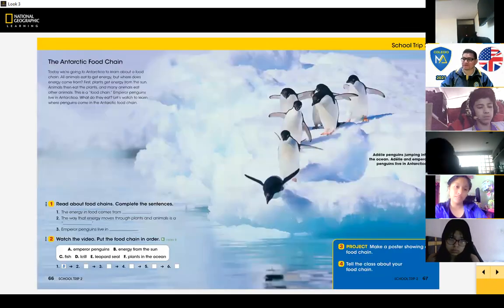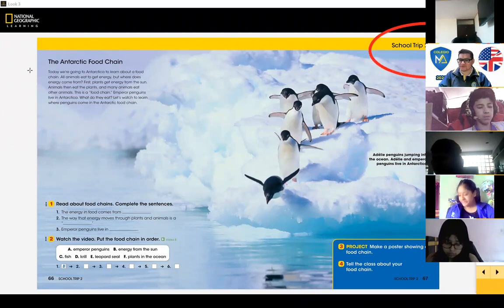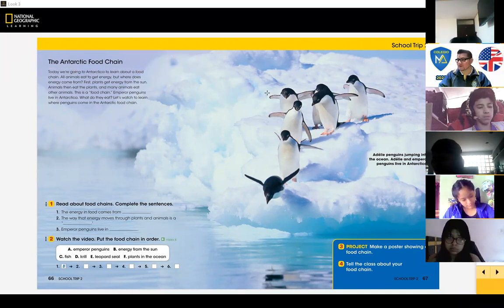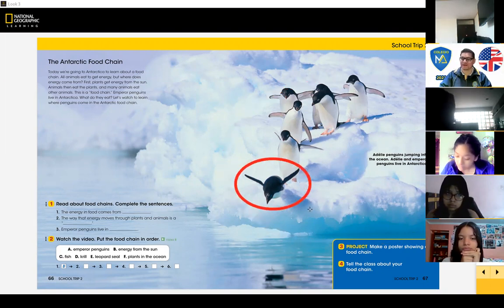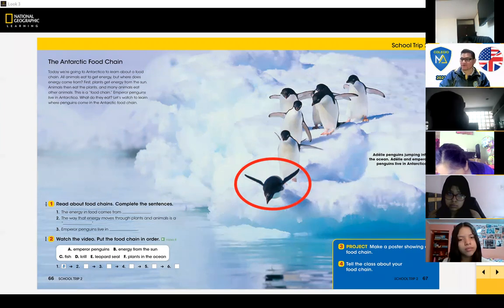Here we have a reading. This is school trip number two. What do we have here? It says, the Antarctic food chain. Oh, there is a chain, no? Emperor penguins live in Antarctica. Oh my God. This penguin is jumping into the water, right? And the other is going to go, okay, they're going to jump into the water.